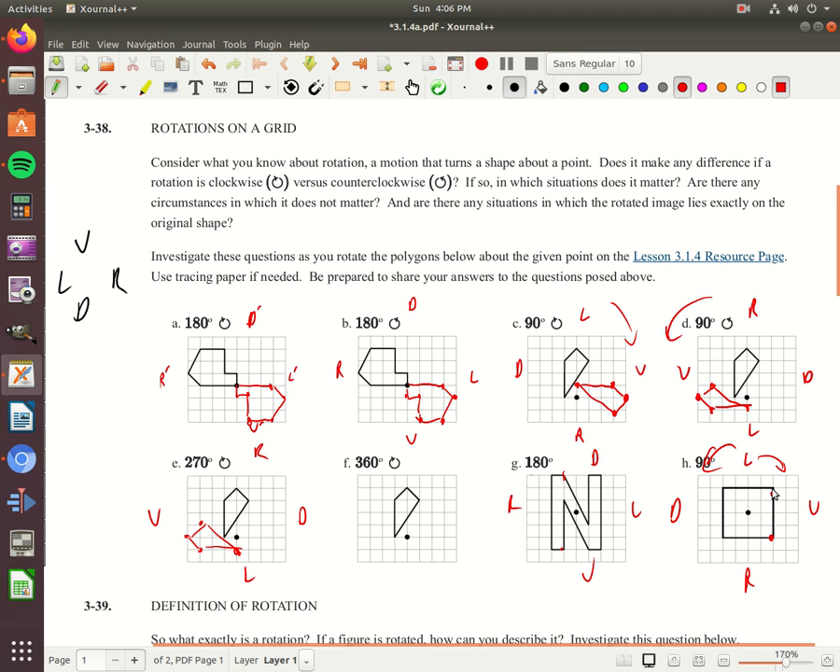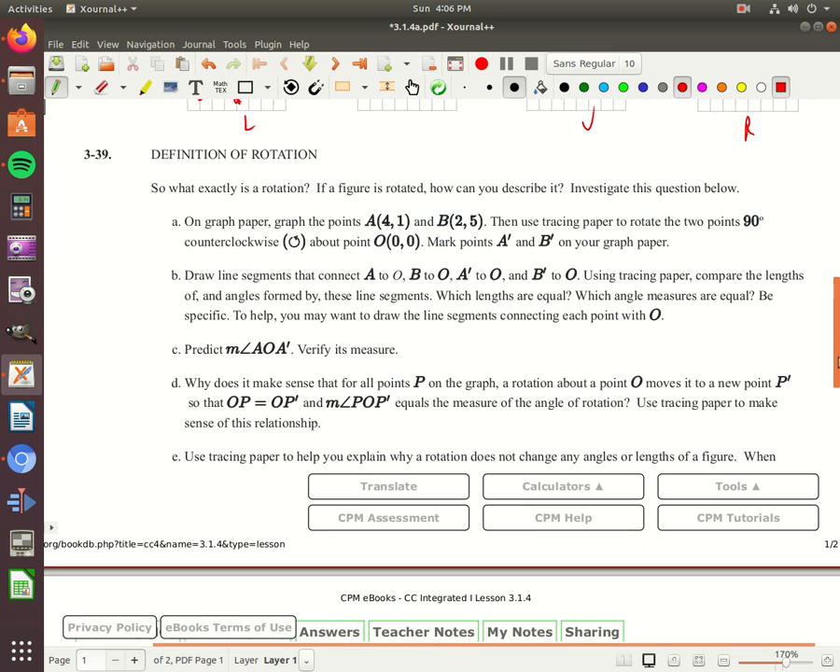Left 2, up 2, left 2, up 2. Left 2, down 2, left 2, down 2. So that one's not going to change either. The last three are almost like trick questions. Alrighty, so let's go to 339.